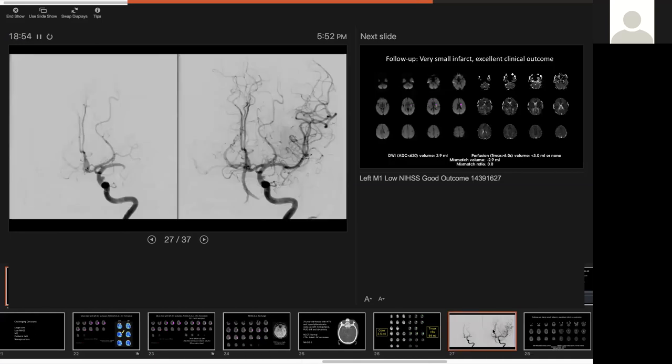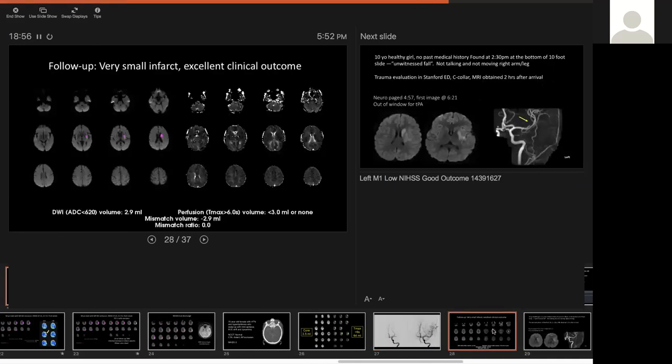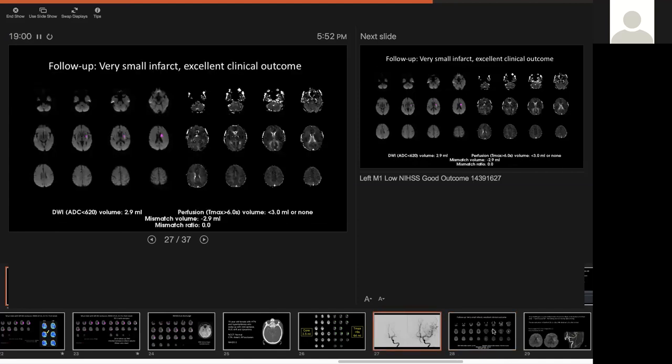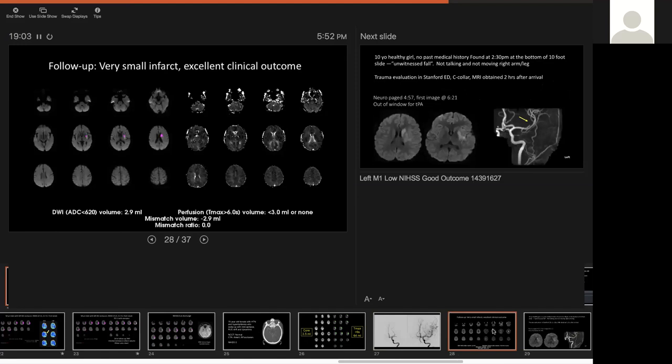So we go in and do the procedure, and here's the post after that nice successful procedure. We got the post scan, and you can see that the diffusion lesion continues to be small, completely reperfused, and the patient did great. So that one did well.